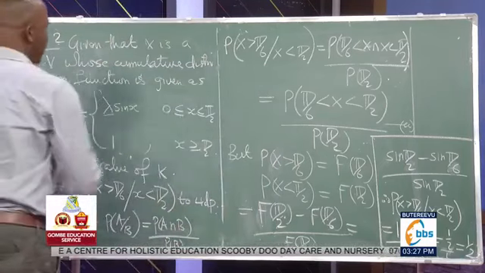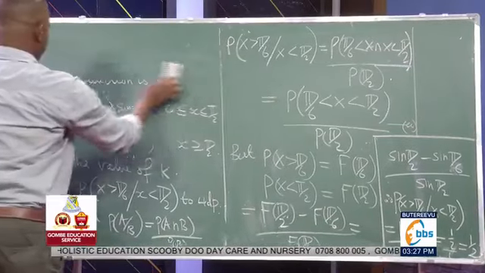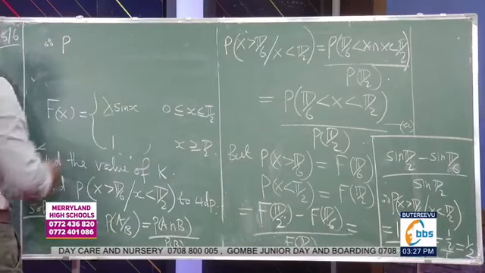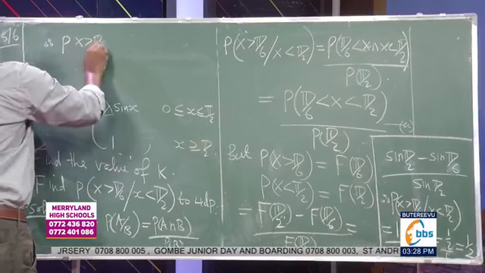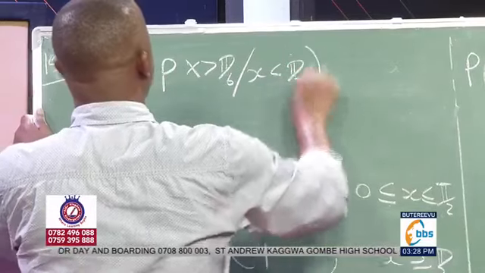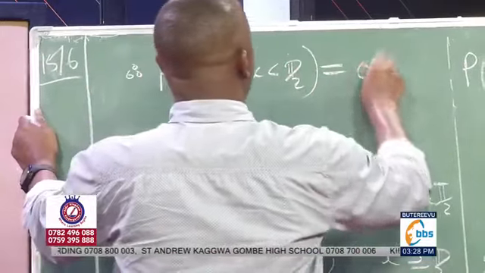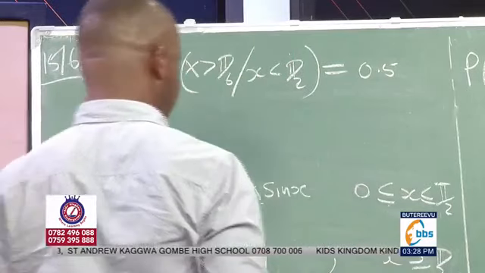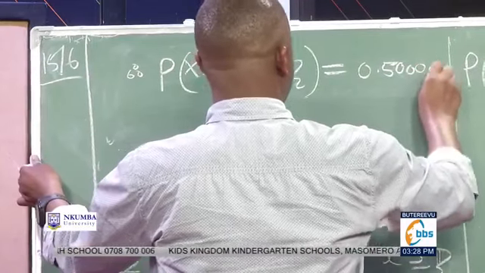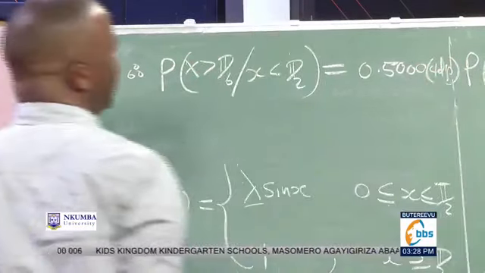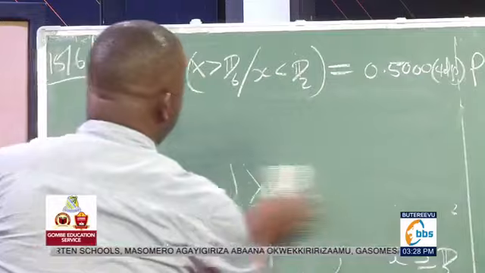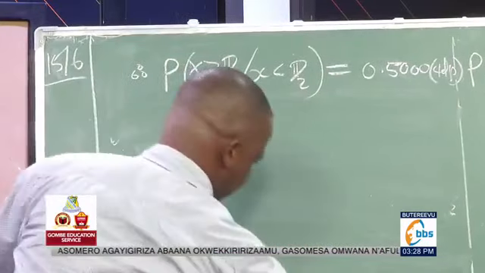There was an adjustment from the original question, but we will leave the solution as that. Therefore, our probability that x is greater than pi by 6 given x less than pi by 2 will give us 0.5. They had said 4 decimal places, so we can put these zeros to 4 dp's. It gives us 0.5.